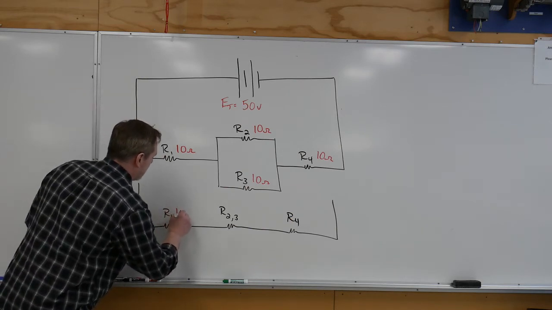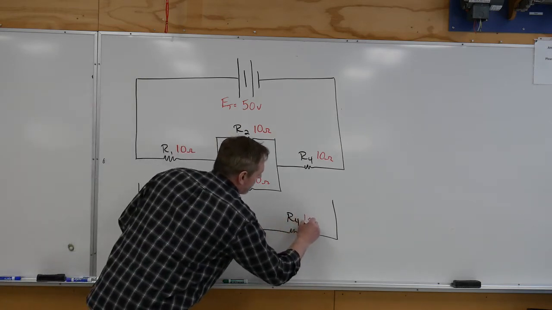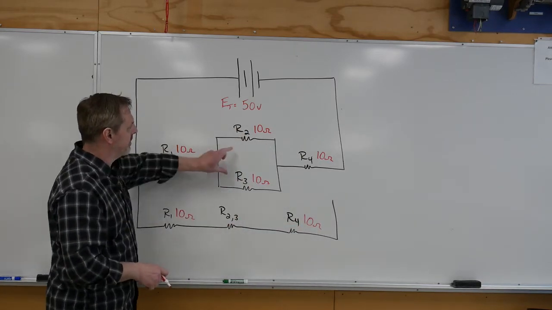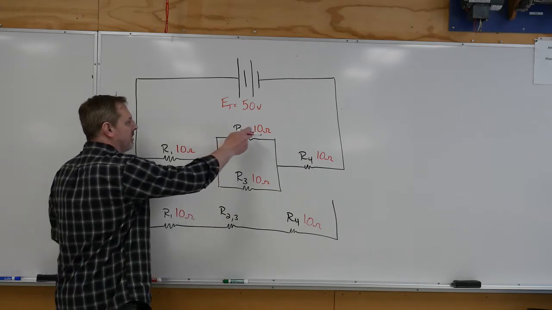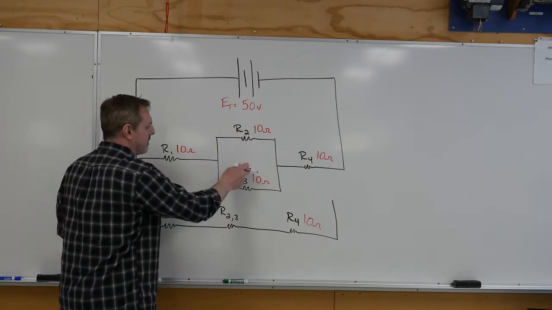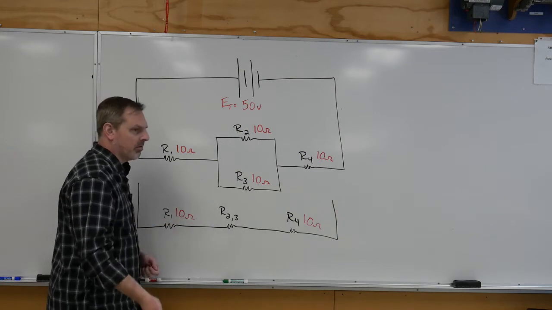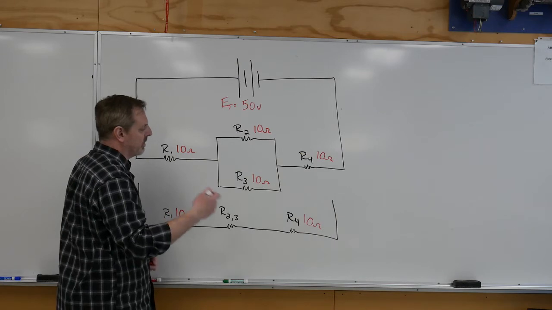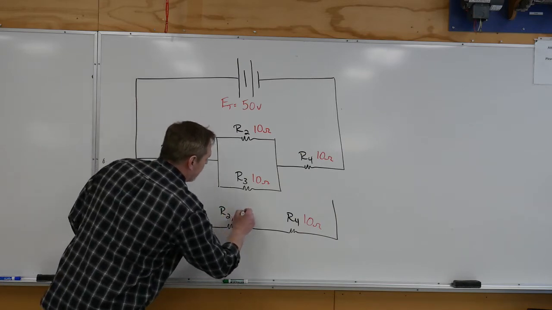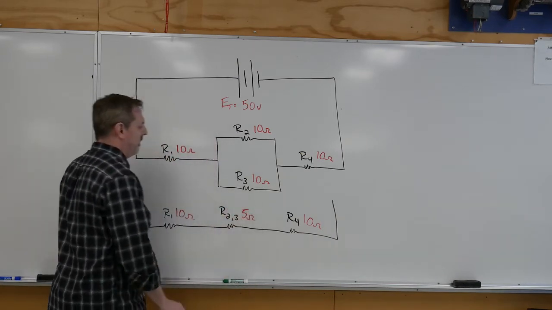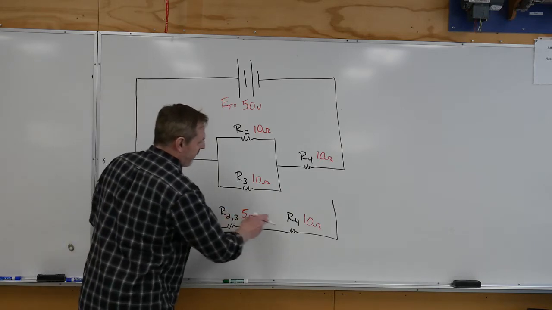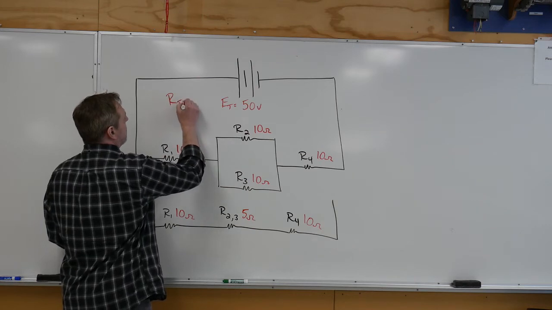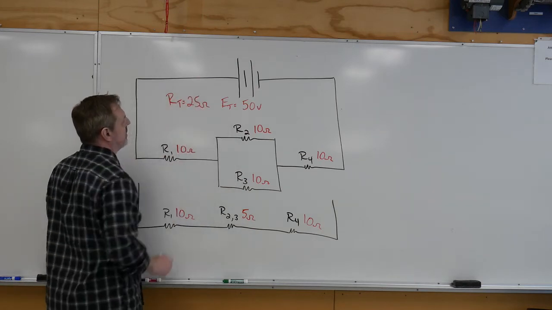So we know we've got 10 ohms at each of these, because they don't change, but the relationship of R2 and R3 is a parallel. So that means we need to do the reciprocal of R2 plus the reciprocal of R3 and then get the reciprocal of that answer. So 1 over 10 plus 1 over 10, the reciprocal of that gives us 5 ohms. Okay? 10 plus the 5 plus the 10 gives us 25.